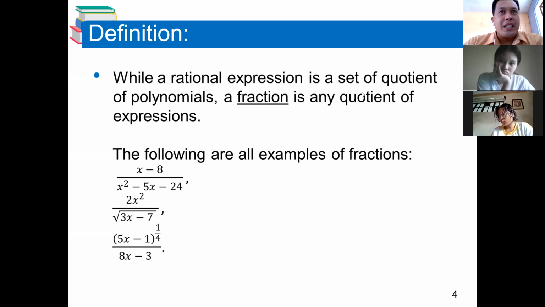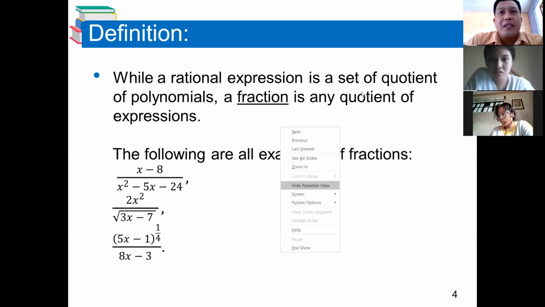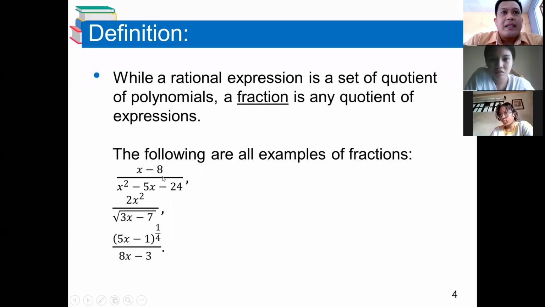The first one, is this a rational expression? Is the first one a rational expression? This one. Your answer is?